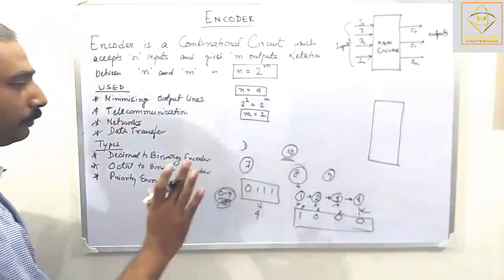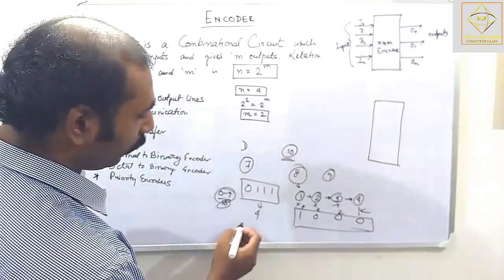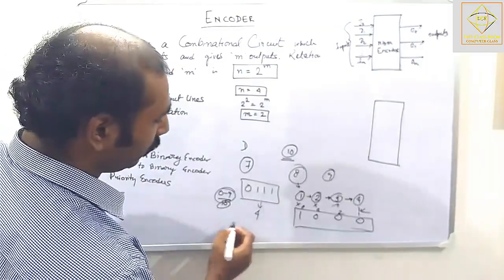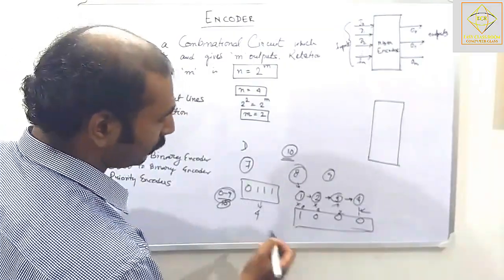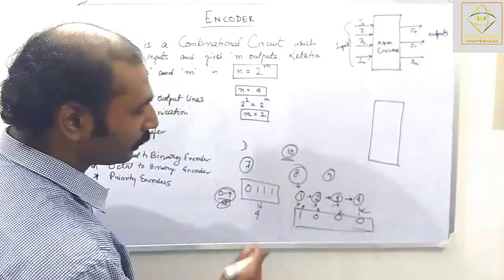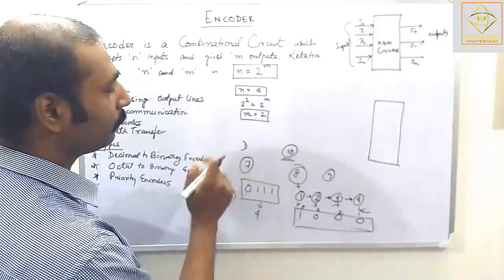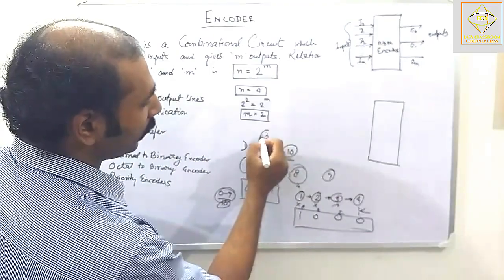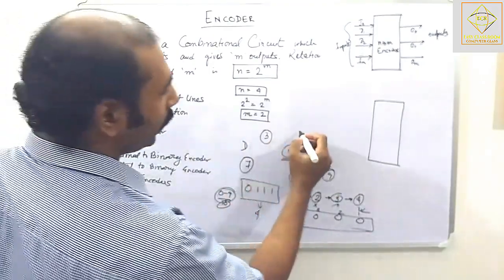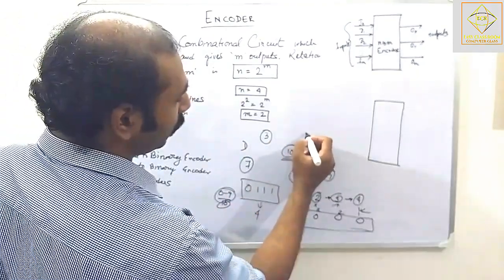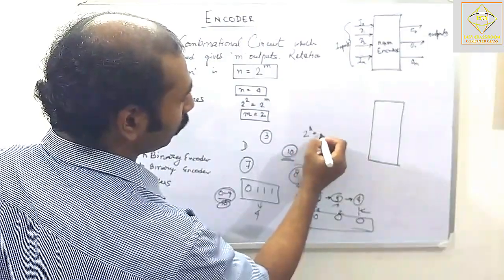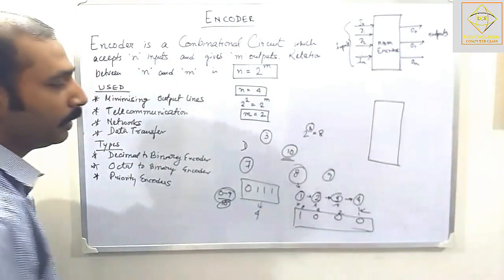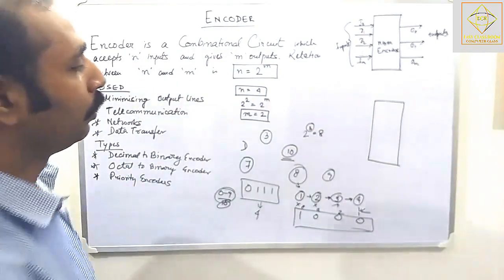In octal to binary form, we can represent it in 3 bits, because octal has a maximum output combination of 3, because we have to find it like this: 2 to the power 3 equals 8. So this 3 will be our octal value.